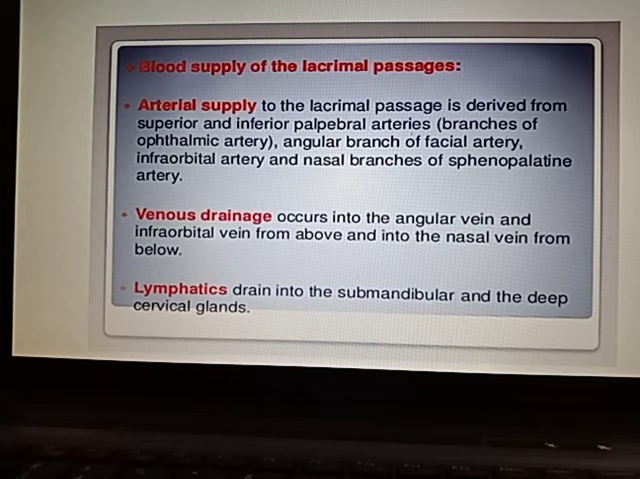Blood supply is similar to the lacrimal sac. Arterial supply is derived from the superior and inferior palpebral arteries, branches of the ophthalmic artery, the angular branch of the facial artery, the infraorbital artery, and the nasal branch of the sphenopalatine artery. Venous drainage occurs into the angular vein and infraorbital vein from above and into the nasal vein from below. Lymphatics drain into the submandibular and the deep cervical glands.